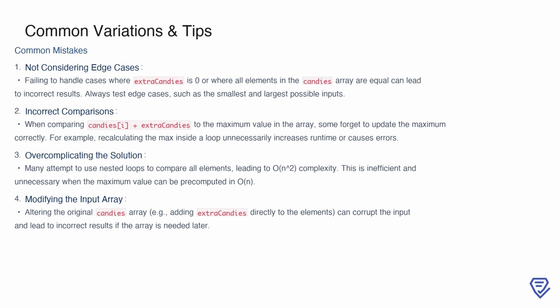When tackling this problem, there are a few common mistakes to watch out for. First, failing to consider edge cases can lead to incorrect results. For instance, if extra Candies is 0 or all values in the Candies array are equal, the logic might break down. Testing edge cases, like the smallest and largest possible inputs, ensures robustness.